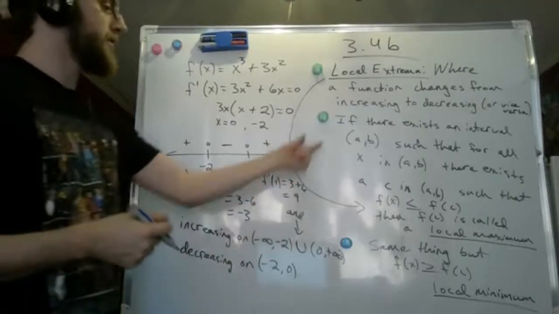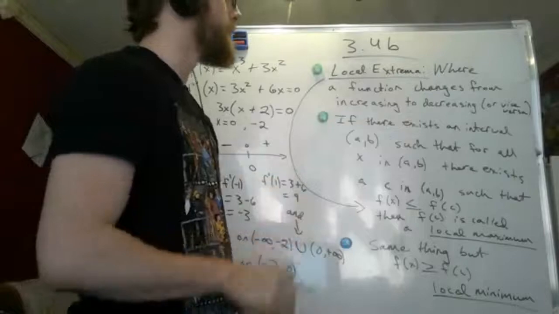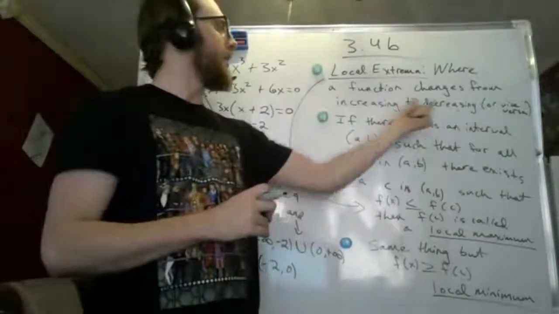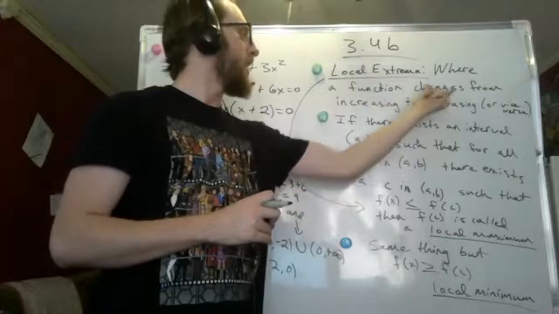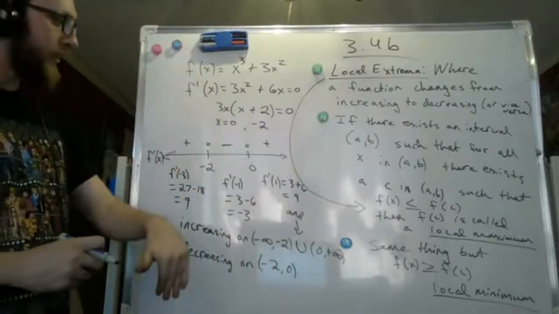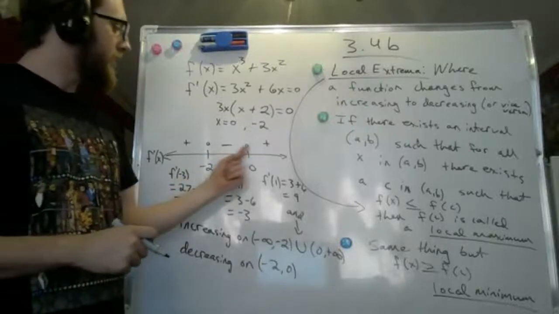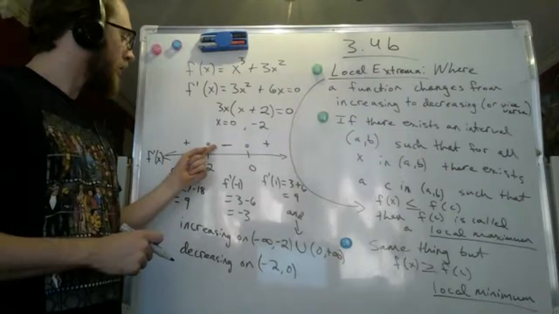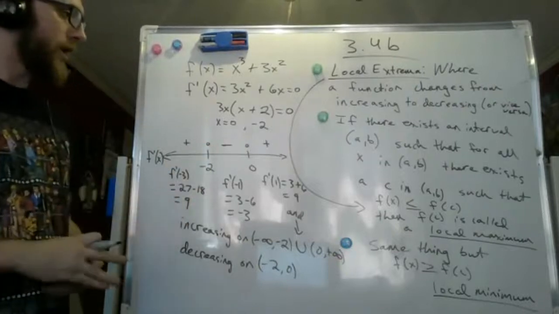Well, based on this definition for local extrema, I know local extrema occur where the sign flips, it changes. I'm looking for where it changes from increasing to decreasing. So it changes here at 0, but it also changes here at negative 2. So which one is which?